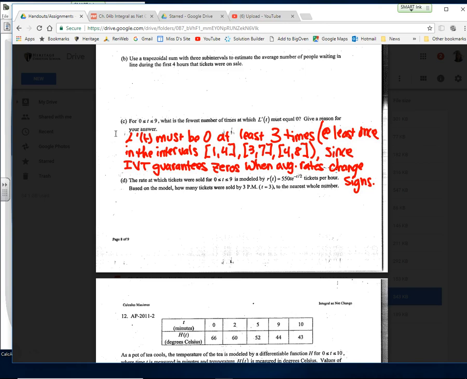IVT states, for a continuous function, f of c must equal k for some c within a to b and k within f of a to f of b for some value. That's a little bit messy, but the long story short is for a continuous function to go from one y value to another y value, it must hit all the in between. So up there, for our average to be positive and then negative, it must hit everything between the positives and the negatives, it'll hit 0. To go from a negative to a positive, it'll have to hit everything in between, it'll have to hit 0. Does that make sense? Okay.